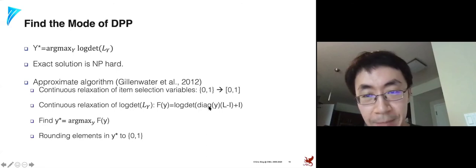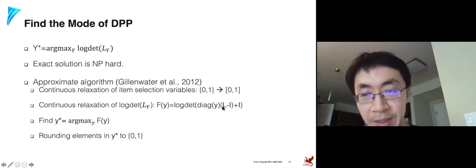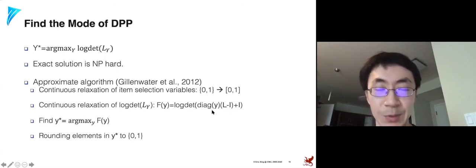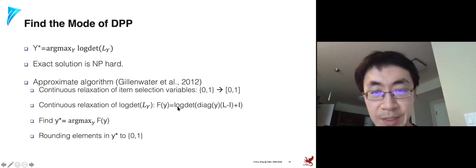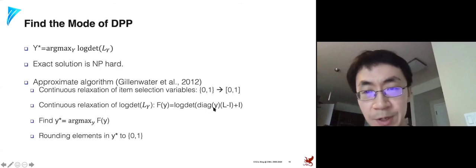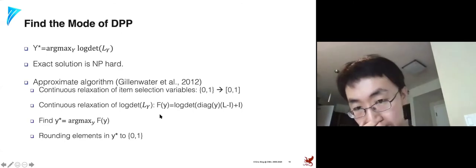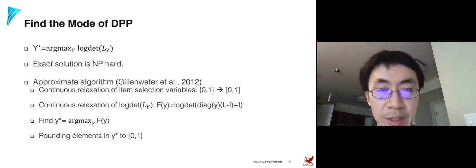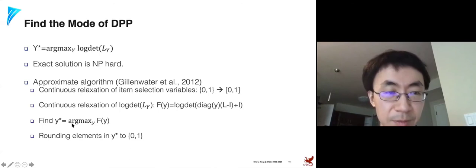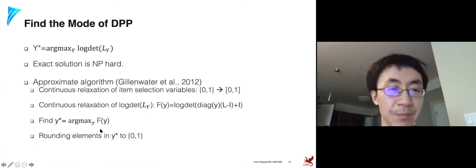Here, this is the diagonal matrix where the elements on the diagonal are the elements in Y. L is the Gram or kernel matrix, and I is the identity matrix. This is the log of the determinant of this matrix. It is a continuous function defined with respect to Y. We can use whatever method we want to do the optimization and find the Y star that maximizes this function F(Y).